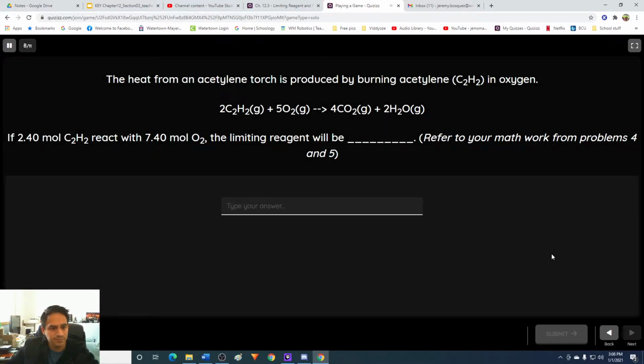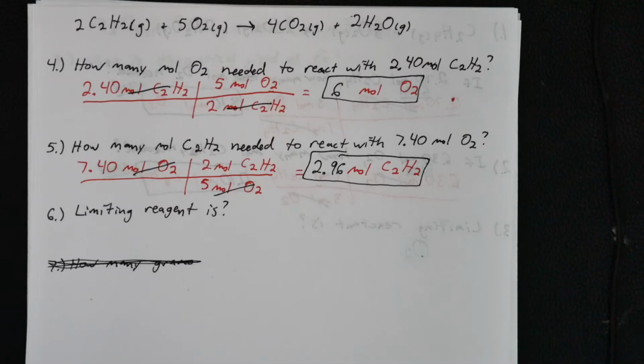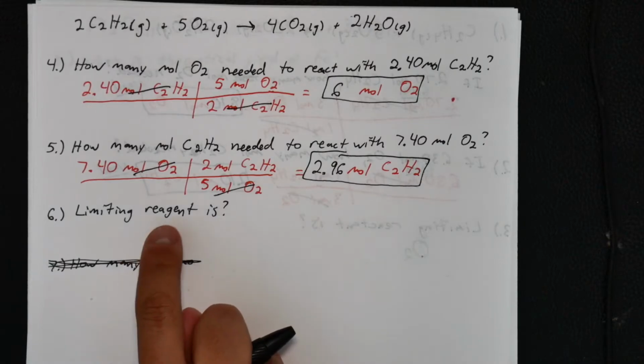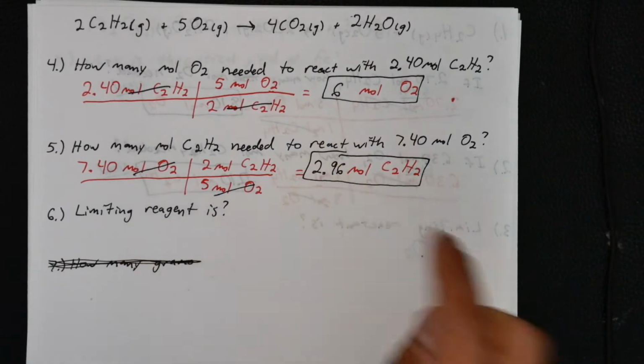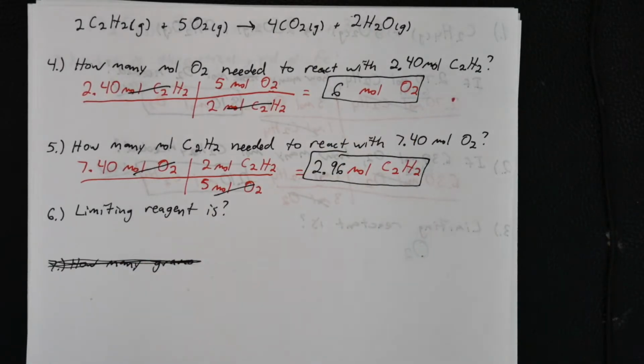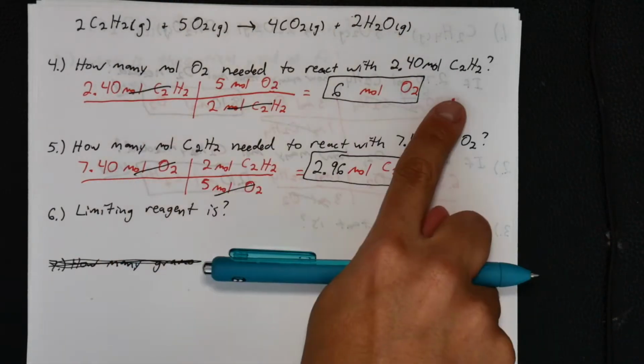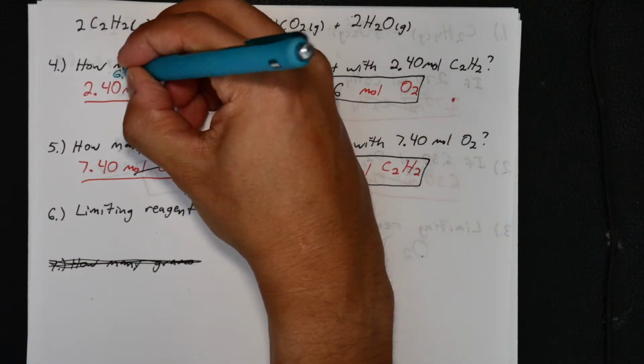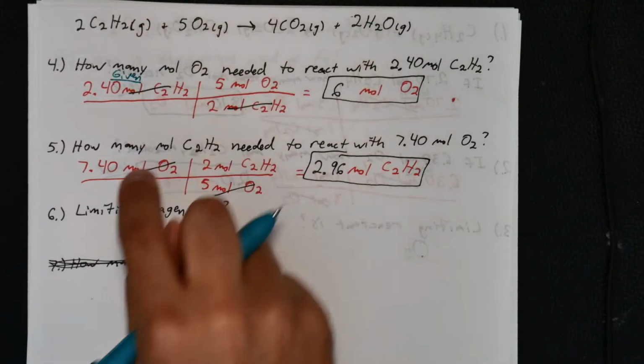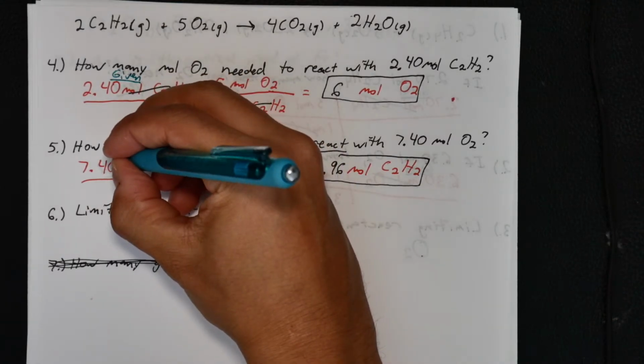Same reaction. If 2.40 moles of C2H2 react with 7.40 moles of O2, limiting reagent will be. Refer to your math work from problems 4 and 5. All right, so this is basically like the first ones that we did where we are being asked which one is limiting. Okay, so we're going to look at, again, the numbers that we calculated. So again, the numbers here that we are starting with, which is if we have 2.40 moles of C2H2, okay, so this is what we're given, and 7.40 moles of O2, okay, this is what we're given.